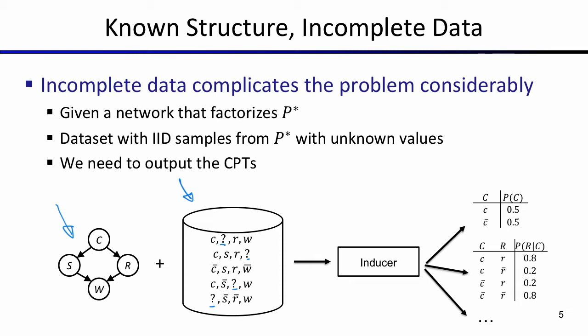So we're going to give here those two pieces of information, the structure and the data set, to the inducer. And this inducer now is going to be a little bit more complicated, not just counting frequencies, but also doing a little bit of inference. And then we come out with the conditional probability tables that are going to complete the structure, and we're going to have a complete Bayesian network.